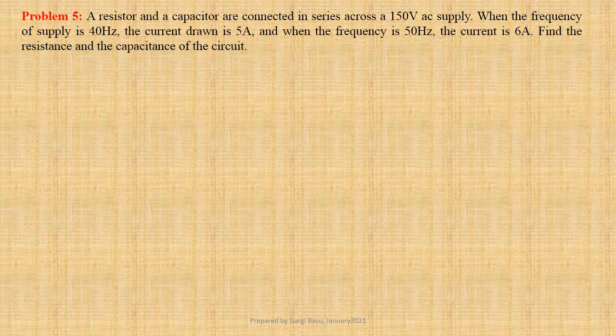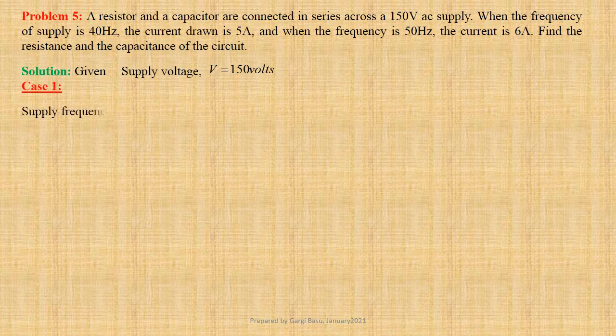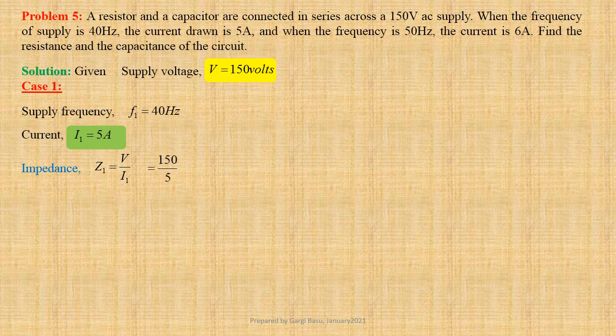We have to find the values of the resistance and the capacitance of the circuit. Let us first write down the data provided. Supply voltage V equals 150 volts. During case 1, supply frequency F1 equals 40 Hz. Circuit current I1 equals 5 ampere. Let us first find the value of the impedance. Z1 equals V by I1, that is equal to 150 divided by 5, that gives us 30 ohm.